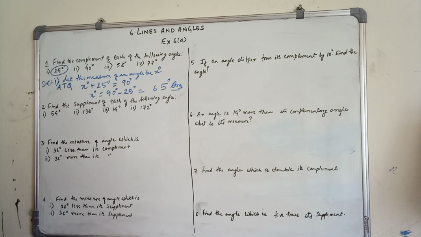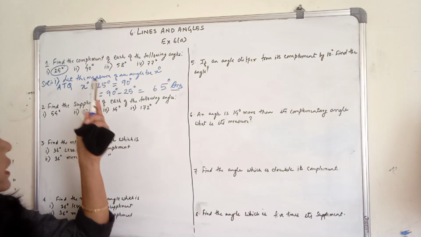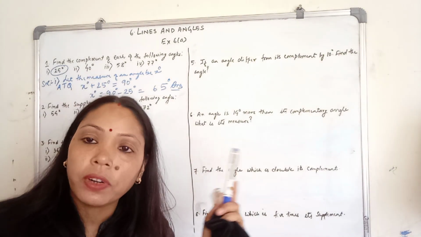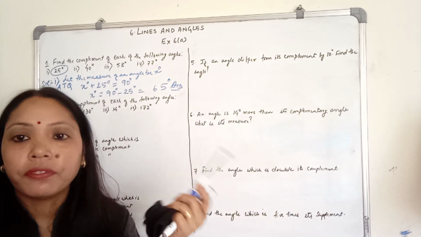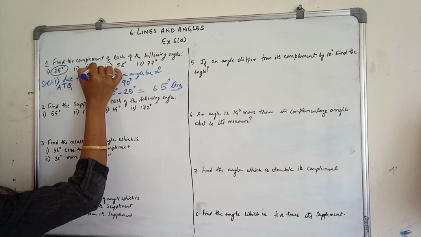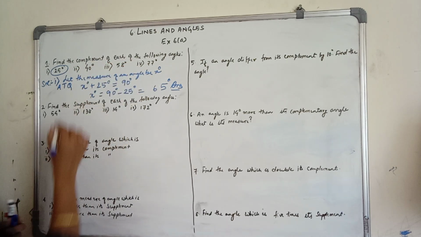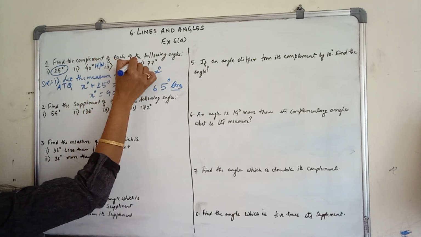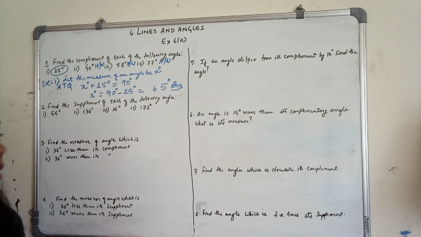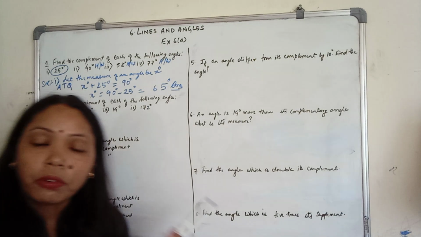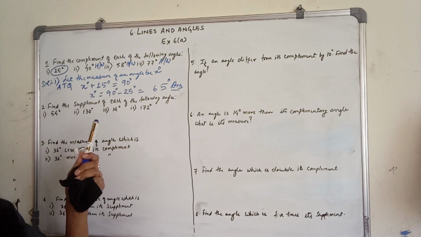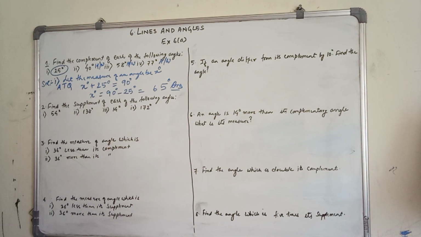In the same way you have to do it for the 40 degree. It means for the second part it will be x plus 40 equal to 90 degree. Then find out x. So take number 2, 3 and 4 as an assignment, homework. Now come to question number 2. Question number 2 is again very easy. Here you have to find the supplement of each of the following.